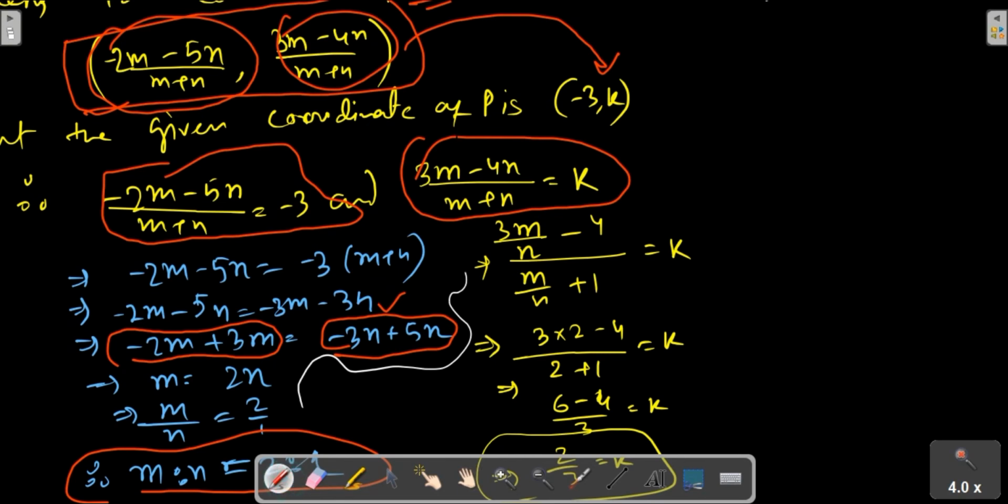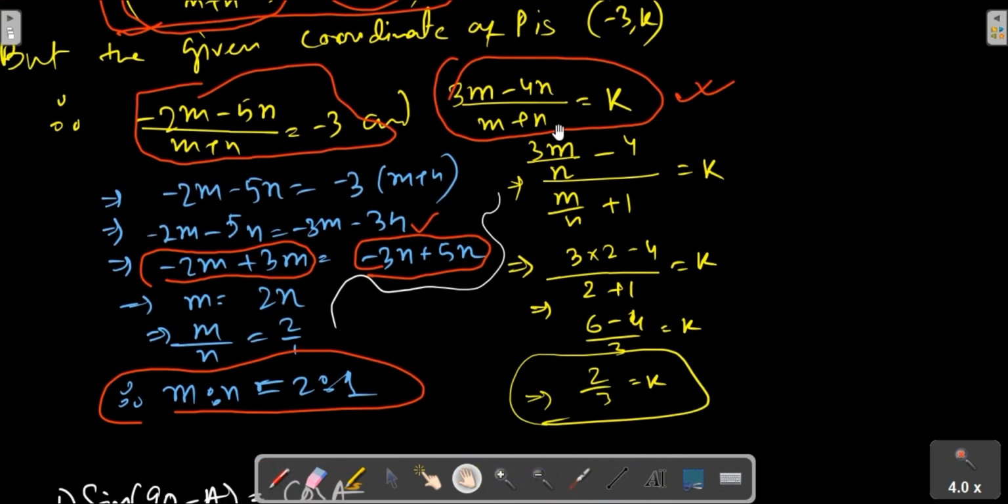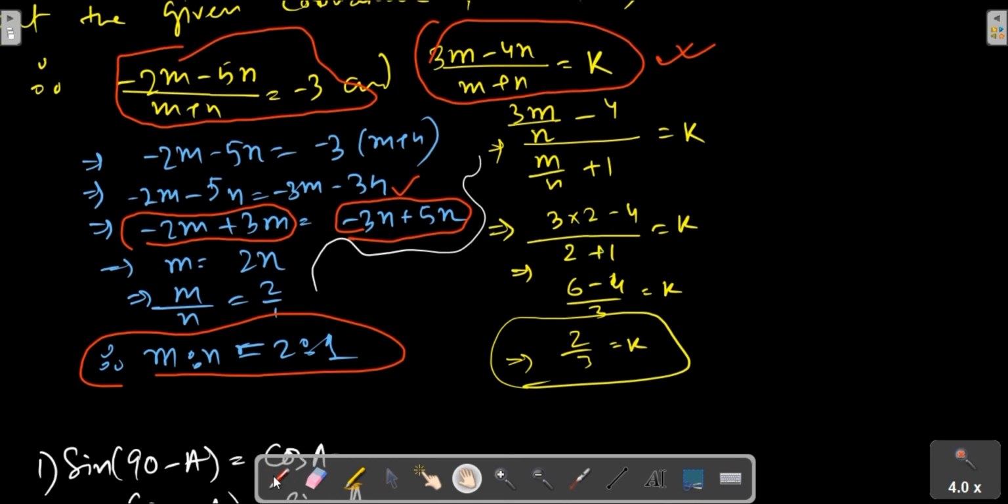So from this right side equation, I have just divided the left hand side by n. So dividing by n, what we are getting is 3m by n minus 4n by n, so it's 4 only, and in the same manner m by n plus n by n, it's 1. So in the place of m by n, we have got here 2, so we are putting 2: 3 into 2 minus 4 divided by 2 plus 1, so it's 6 minus 4 by 3, so it's 2 by 3. So this is the value of K we have got. So hopefully you have understood.